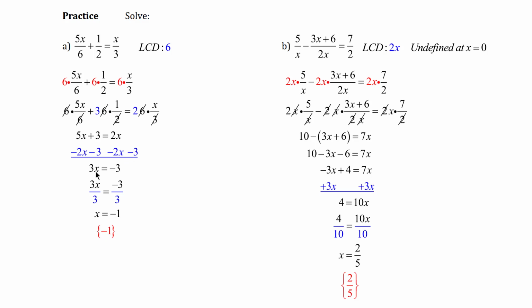The result is 3x equals -3. From here, we get rid of 3 by dividing both sides by 3. We get 3x divided by 3 equals -3 divided by 3. Simplifying the left-hand side, 3x divided by 3 is x, and on the right-hand side, -3 divided by 3 is -1. The final result is x equals -1.